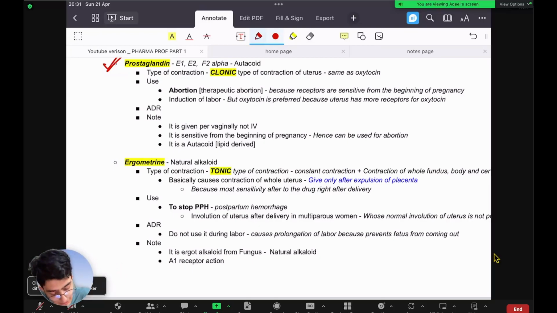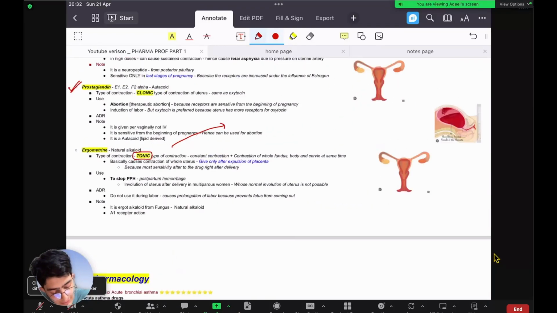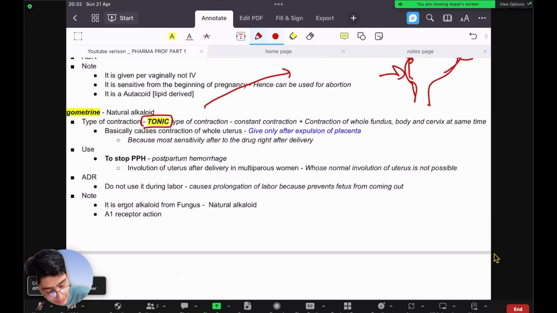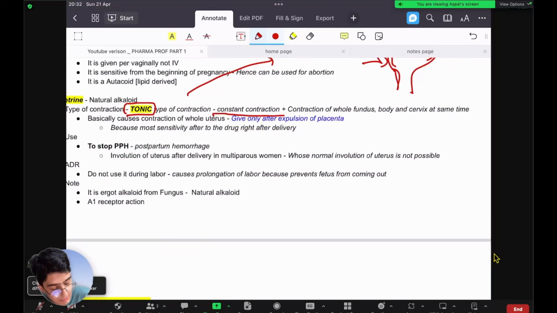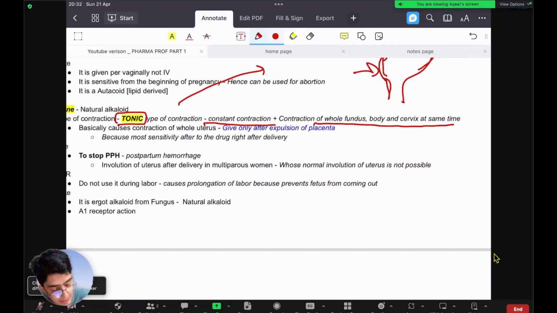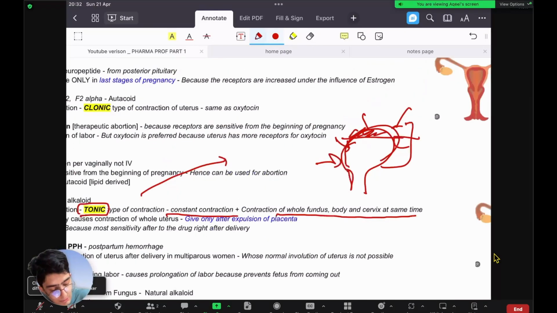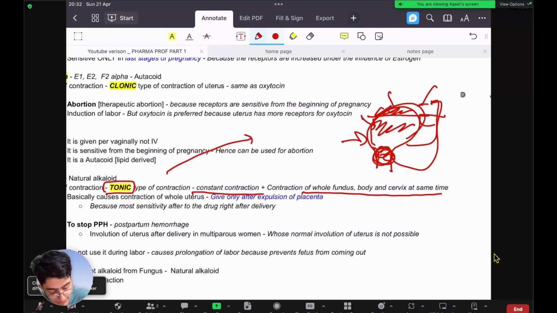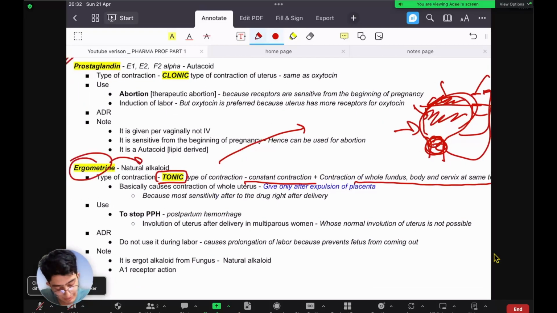So ergometrine causes tonic type of contraction. When it contracts the uterus, so this is your uterus, it does not relax, so it causes severe persistent contraction of the uterus, constant contraction of the uterus, and contraction of the whole fundus, body and cervix at the same time. So it contracts the fundus, the body, and the cervix as well. It contracts the whole of the uterus as a single unit, right? This type of contraction is known as tonic type of contraction. So ergometrine is a natural alkaloid and it causes tonic type of contraction, right?